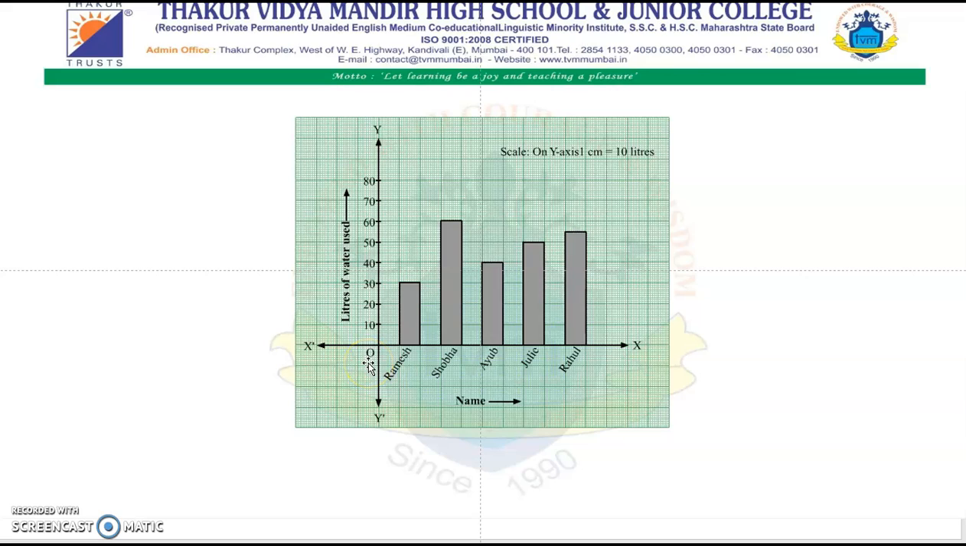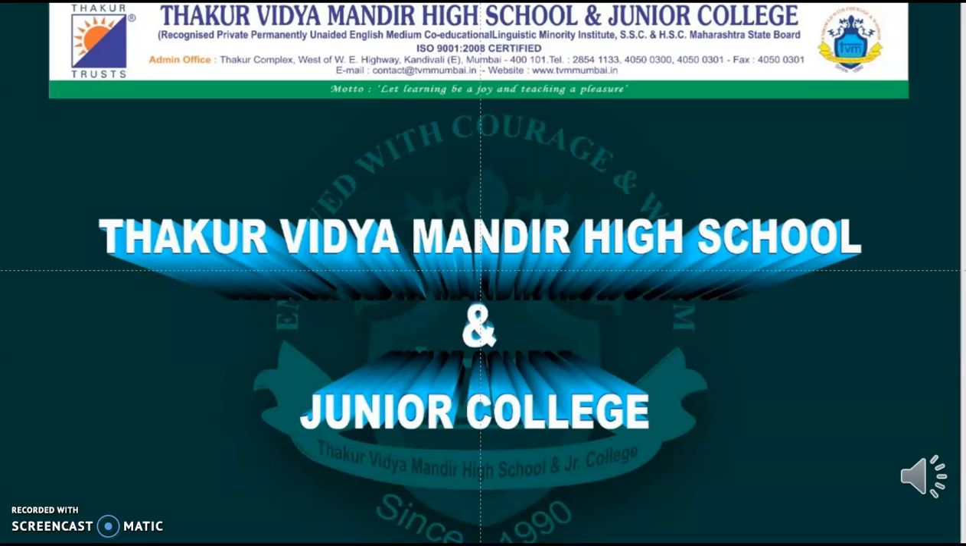The intersection point is the origin. So children, practice the graphs from the textbook, and if you have any doubt, let me know.